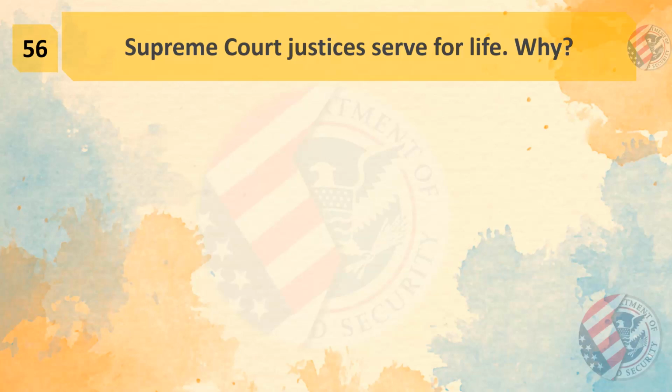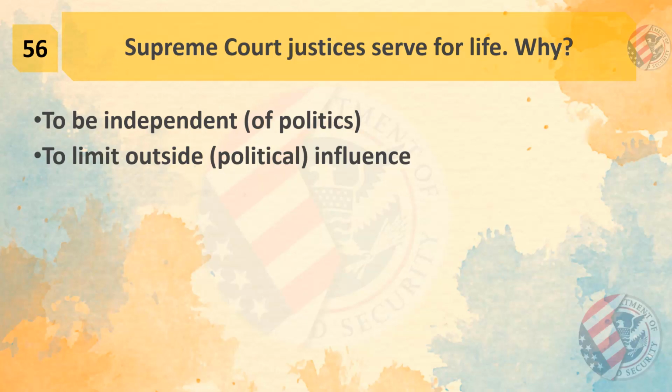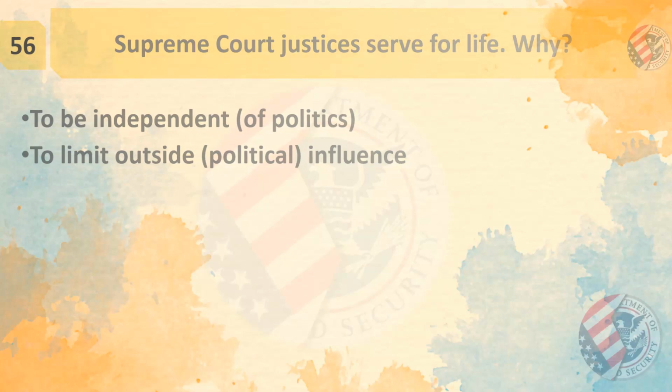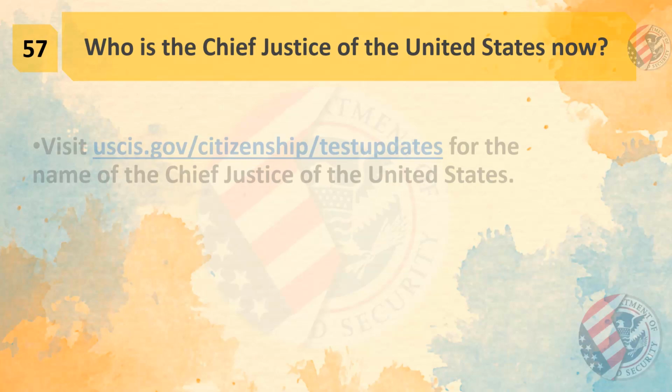Supreme Court justices serve for life. Why? To be independent of politics. To limit outside political influence. Who is the Chief Justice of the United States now? Visit USCIS.gov citizenship updates for the name of the Chief Justice of the United States.